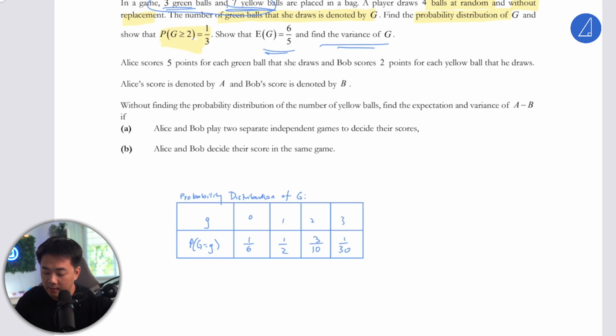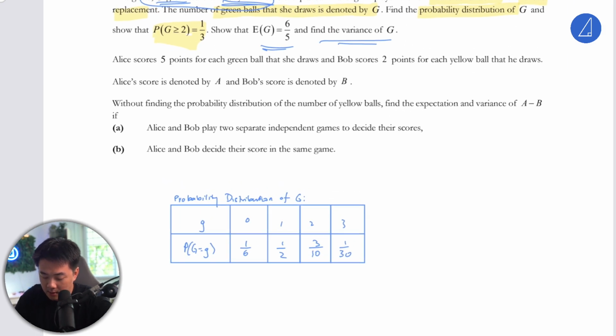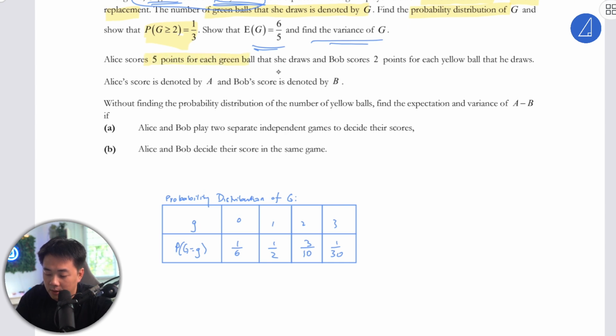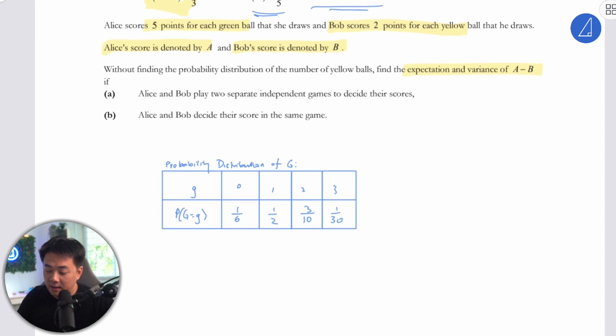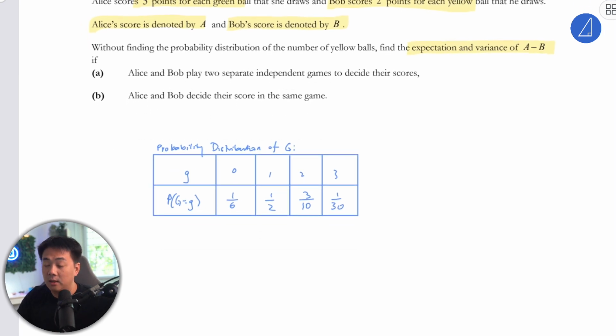So let's look at the subsequent part. Alice scores 5 points for each green ball that she draws, and Bob scores 2 points for each yellow ball that he draws. Alice's score is denoted by A, and Bob's score is denoted by B. Without finding the probability distribution of the number of yellow balls, find the expectation and variance of A minus B. Let's try to understand this. A is Alice's score. Every green ball is multiplied by 5. The number of green balls is G, so Alice's score is 5G.